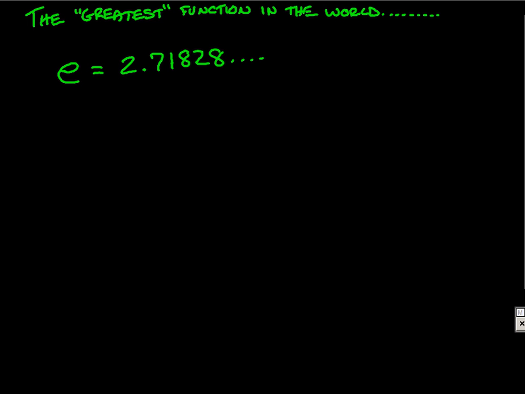Now, we also need to look at something else called the greatest function in the world. That greatest function is the letter e. It's kind of like pi. It's a number that keeps going on and on forever. It's about 2.71. Now, what are we using e for? Why do we care about e?